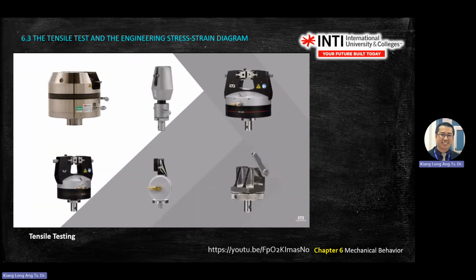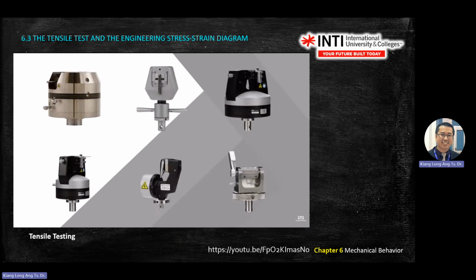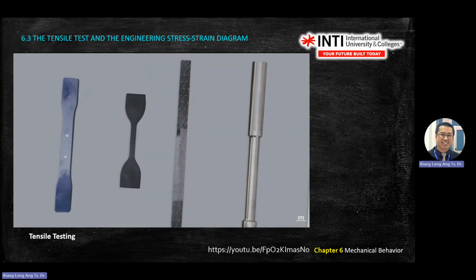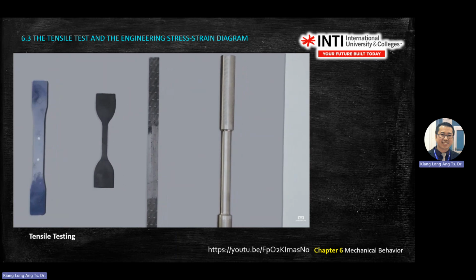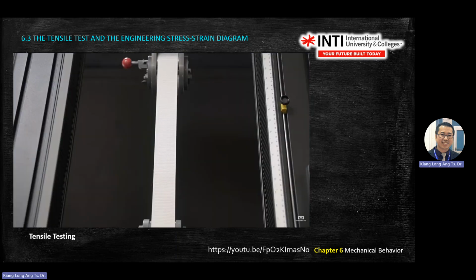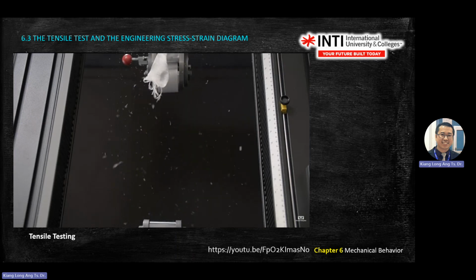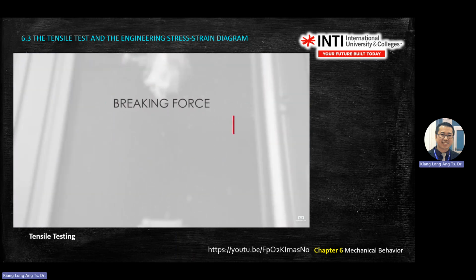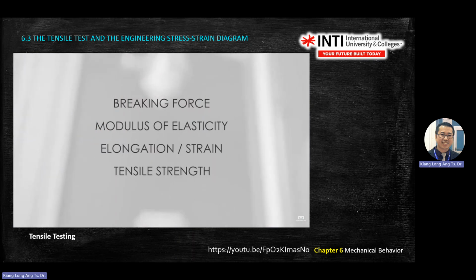Tensile tests are performed using a wide variety of grips, fixtures, and accessories designed to accommodate different materials and specimen shapes. While different standards require the measurement of different mechanical properties, the most common properties of interest are breaking force, modulus of elasticity, elongation or strain, and tensile strength.